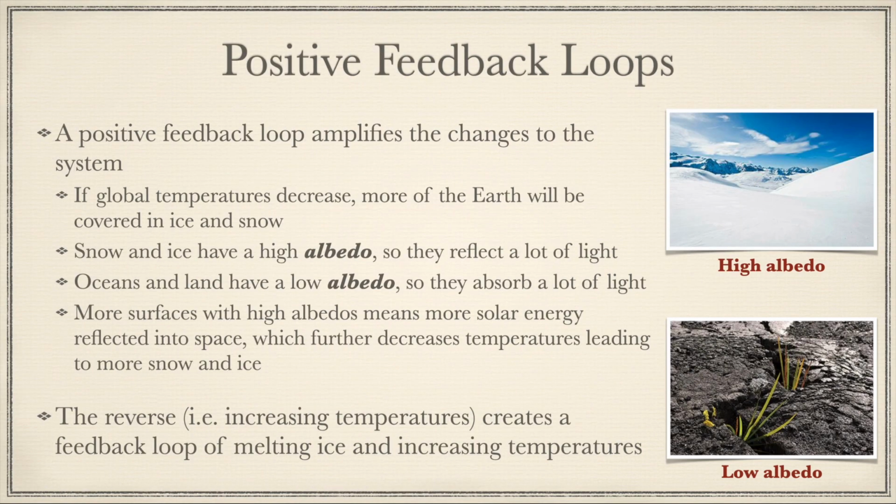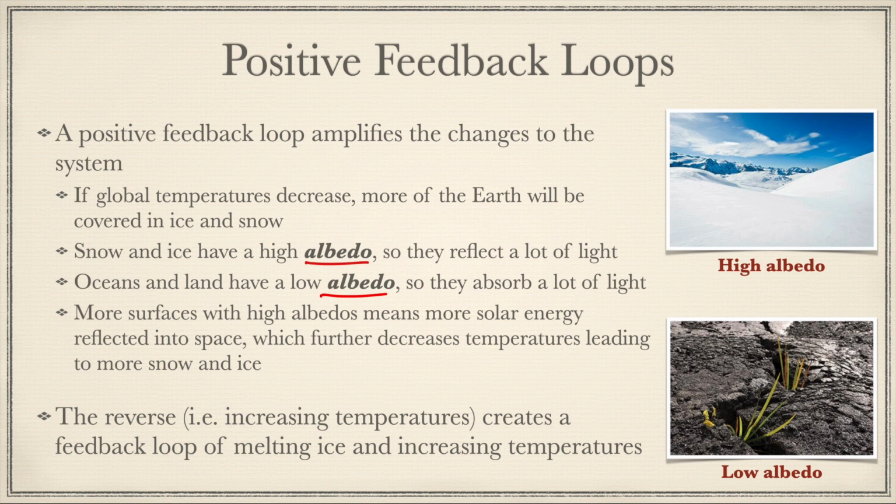Now, positive feedback loops. A positive feedback loop amplifies the changes to a system. So, if global temperatures decrease, more of Earth will be covered in ice and snow. Snow and ice have a high albedo, so they reflect a lot of light. Reflecting light basically reflects more energy back out into space. Oceans and land have a low albedo, so they absorb a lot of light.